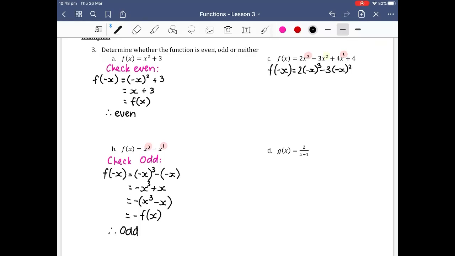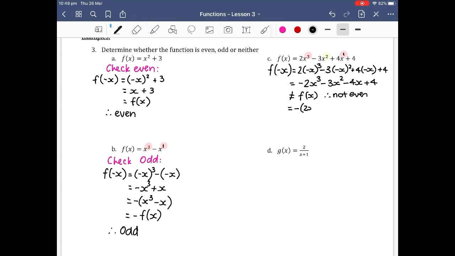So when we sub in a negative, we have 2 times negative x cubed minus 3 times negative x all squared plus 4 times negative x plus 4. We don't need to write that out again, sorry. So it just equals negative 2x cubed minus 3x squared minus 4x plus 4. So it does not equal the original function. It does not equal f of x, therefore not even.